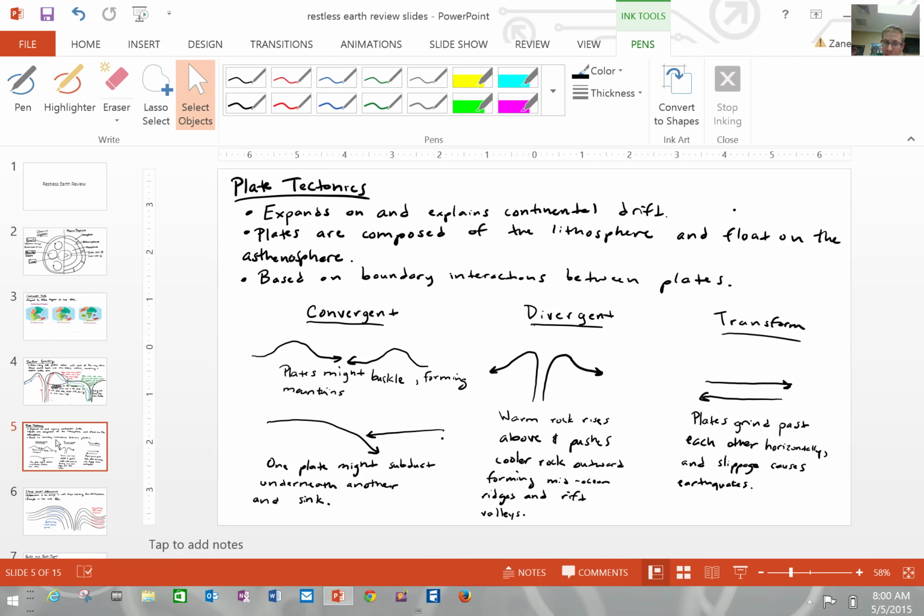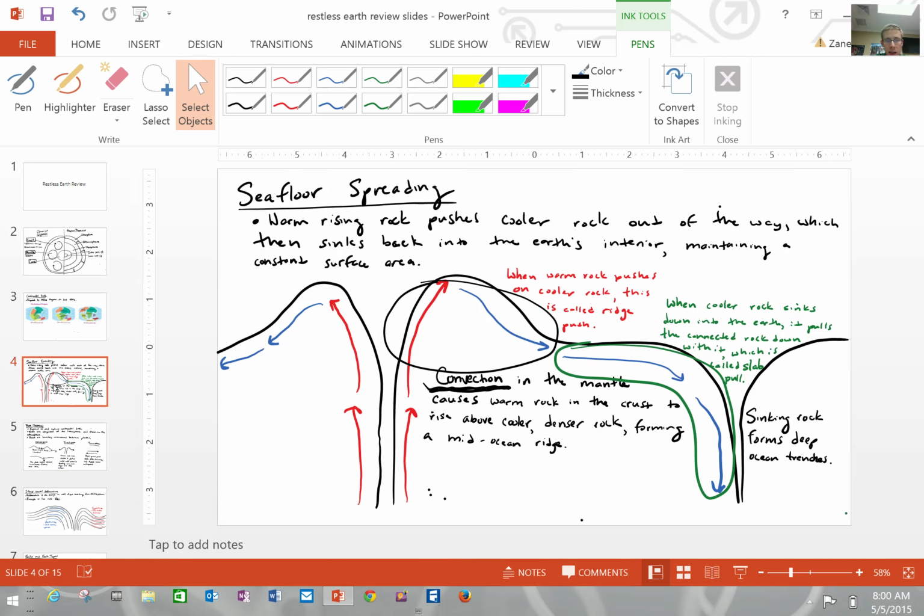But just keep in mind, there's basically two ways that converging plates can interact. Next, we have divergent boundaries, which is where plates move away from each other. And we already talked about this a little bit. You'll notice this illustration for divergent looks similar to our seafloor spreading diagram right here.